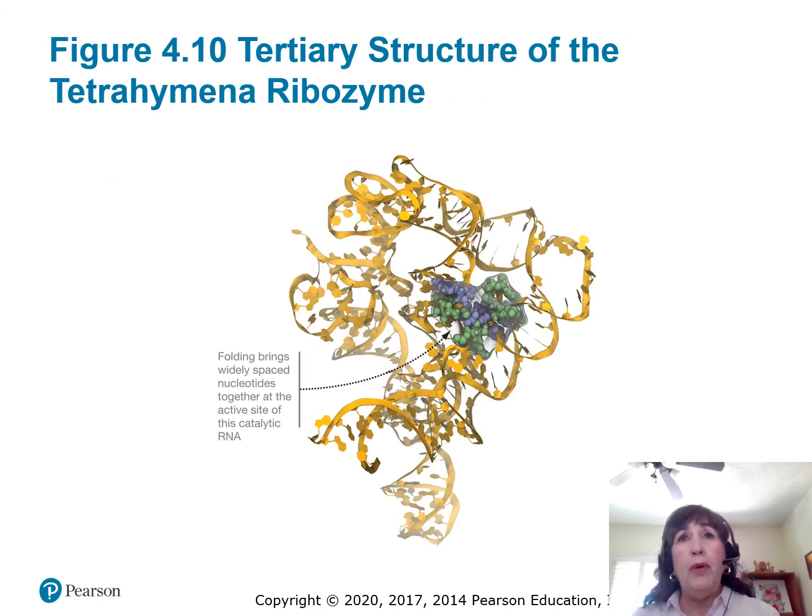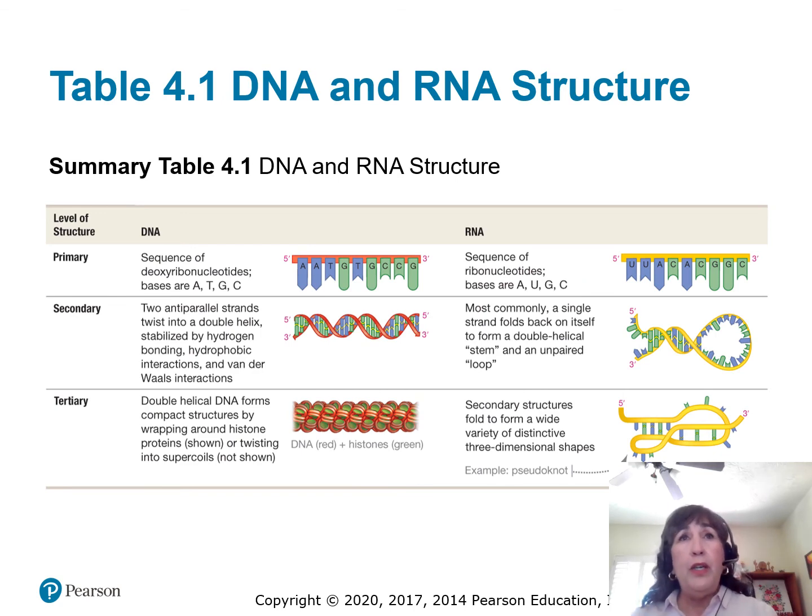So here's an example of a tertiary structure, and this is a Tetrahymena ribozyme. We'll talk about what a ribozyme is in just a moment. But before we do, I love this summary table 4.1. It compares DNA and RNA, and looks at their primary, secondary, and tertiary structure. It gives a description and then shows you a diagram, so you can't go wrong by looking at this. If you understand this summary table, you've understood my discussion up until this point.